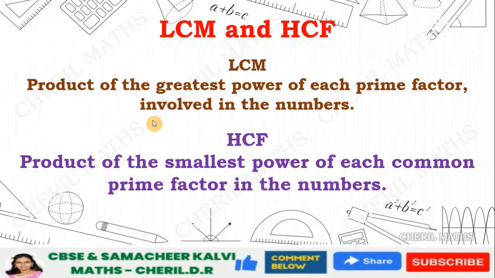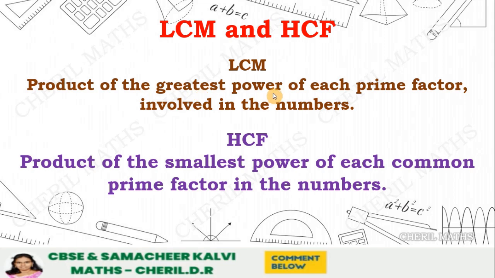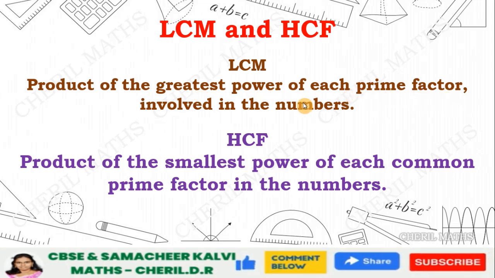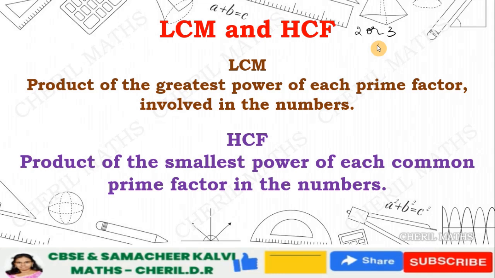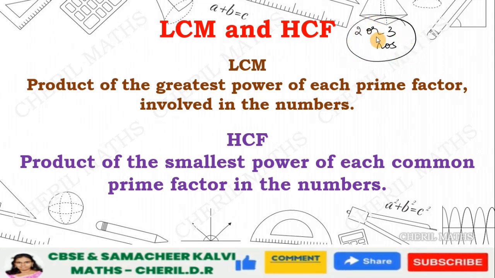Before we get into the question, we'll first know what is LCM and what is HCF. LCM is the product of the greatest power of each prime factor. When you are asked to find the LCM and HCF, you will be given 2 or 3 numbers. For each of the numbers you will write the factors.